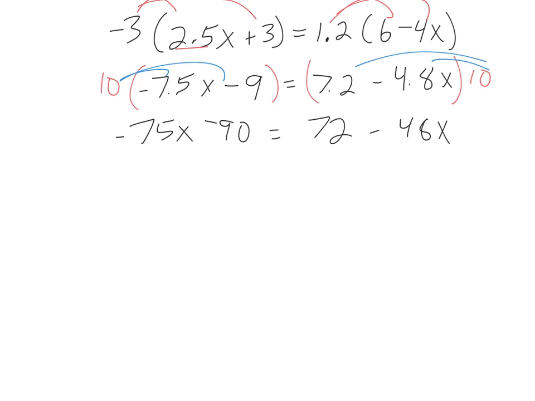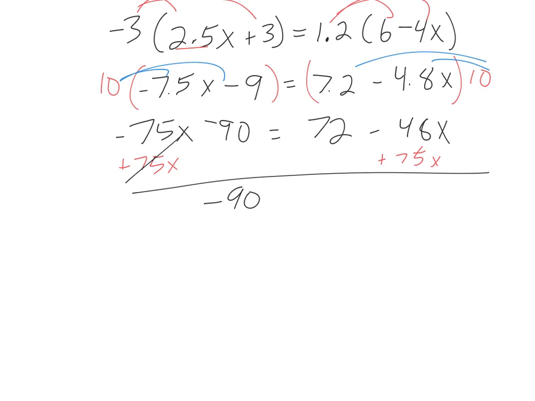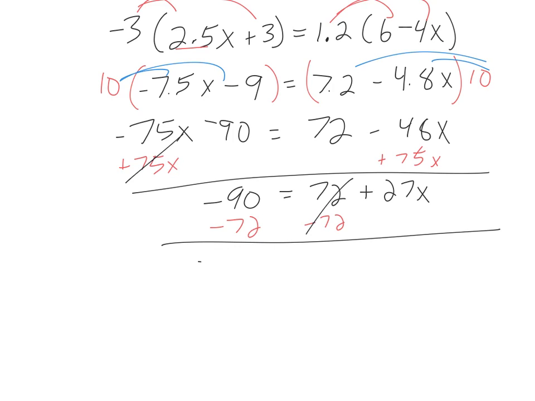Okay, now I'm going to combine my x. I'm going to move this 75x because I want my result to be positive. But if you did the other way around, you can still get the right answer. They cancel out. Negative 90 equals 72 plus 27x. Okay, then I'm going to subtract 72 from both sides. And I'm going to be left with negative 162 equals 27x. Going to divide by 27. And things turn out nice. This one equals negative 6.